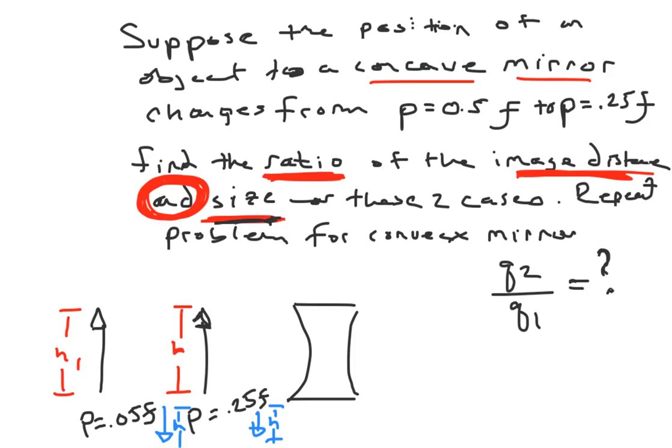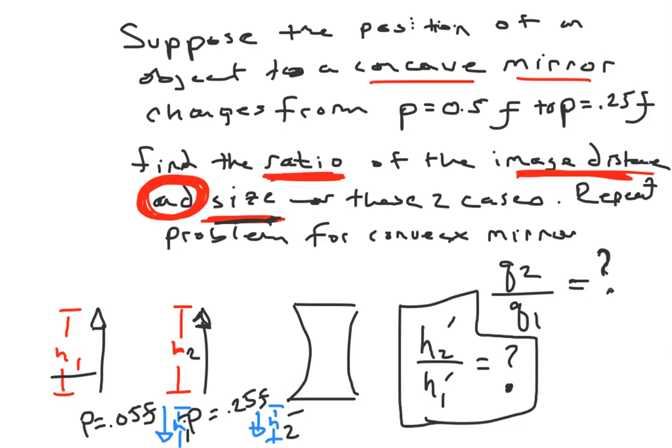And so instead, these are going to be H and H. And these are going to be H1 prime and H2 prime. Okay, so the other question we're looking for the answer to is this. Does that make sense? That's the question that's being asked.